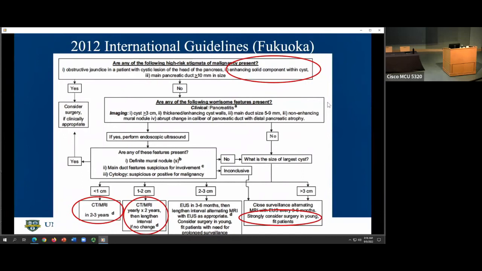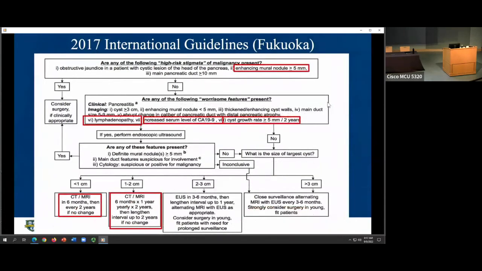What changed between the 2012 and 2017 guidelines I've highlighted at the bottom is the surveillance of the cysts less than 1 centimeter, and cysts that were 1 to 2 centimeters without any worrisome features. However, one thing that remains consistent, as I discussed, was to strongly consider surgery in young and fit patients, and cysts that were greater than 3 centimeters. And I will now come to the 2017 guidelines, and I've highlighted the changes between the 2012 and 2017 guidelines.